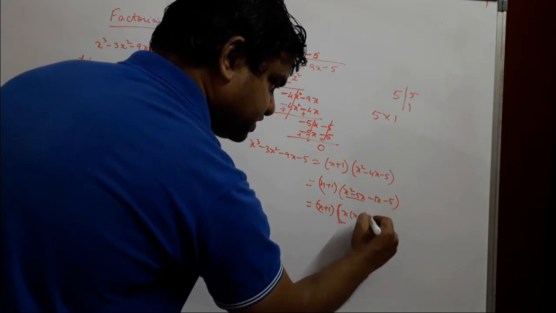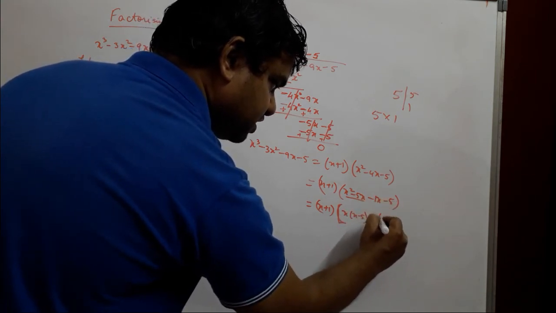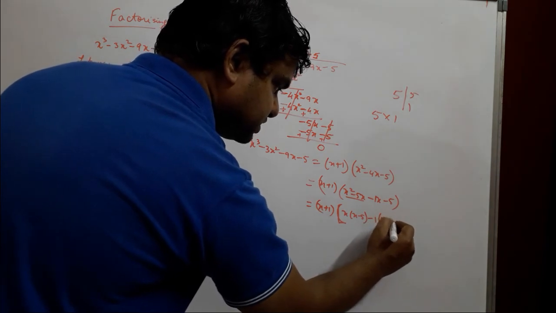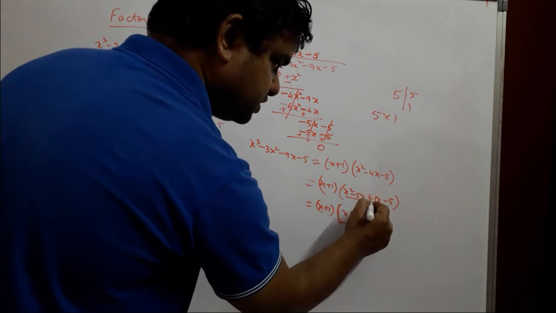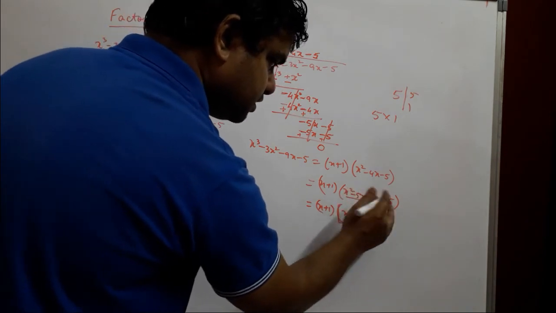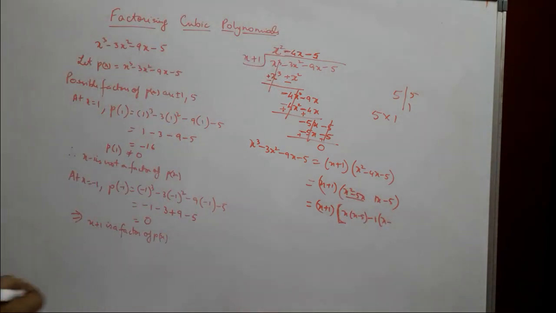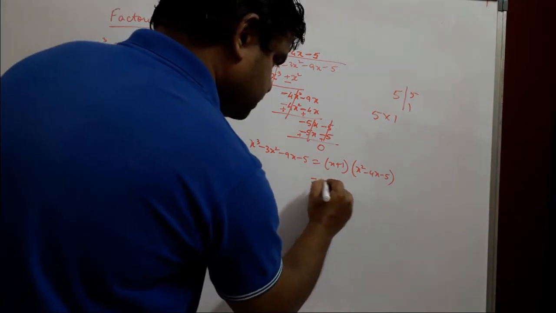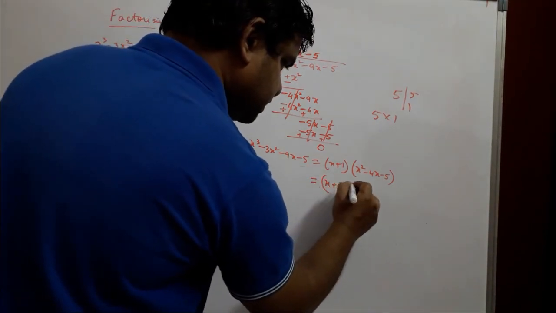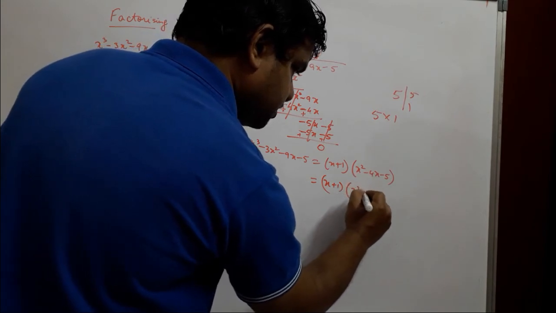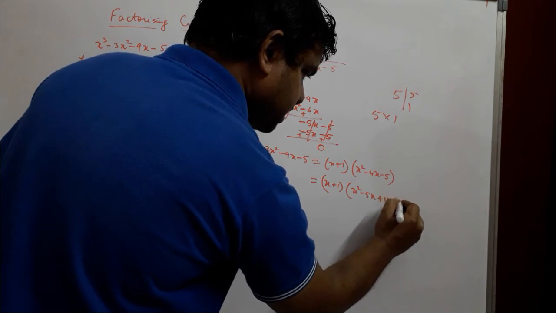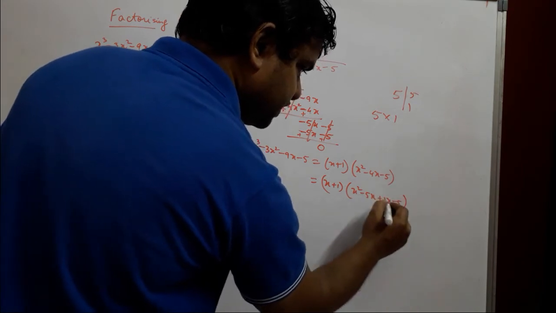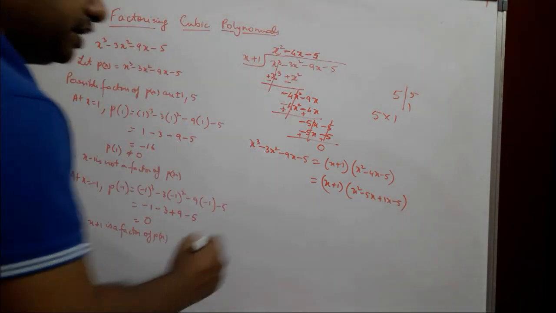We take a negative sign common over here with negative 1, and we are left with x, this would be plus over here. Okay, cancel this part. So the factors of this would be x plus 1 into x square minus 5x plus 1x minus 5. Okay, minus 5x plus 1x gives us minus 4x.